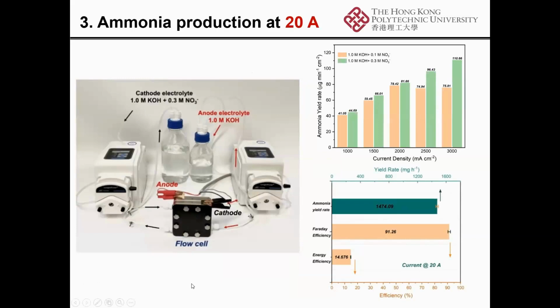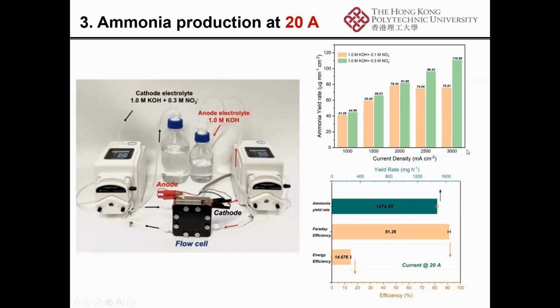So I will briefly introduce the ammonium production. We also build such a device, because ammonium we can get from nitrogen gas, or we can get from nitrate pollution. So in this work, we build such a device and convert the nitrate waste to ammonium.